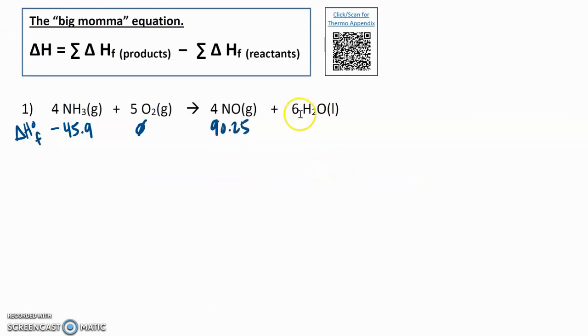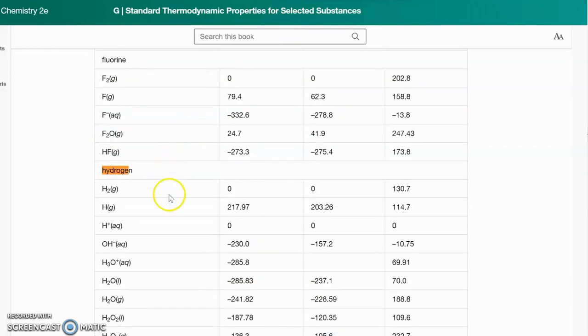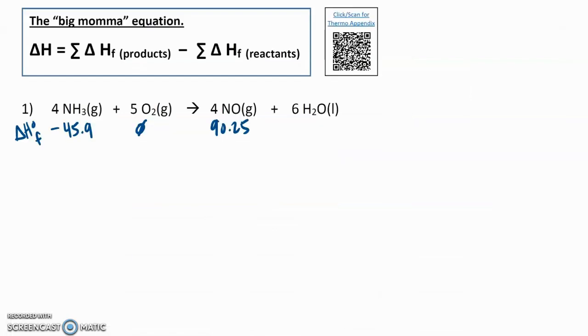And then finally, H2O liquid starts with hydrogen, so I want to type hydrogen into my search bar. There we go. We're looking for H2O liquid. Again, pay close attention to the states of matter. You want the liquid water. So it's negative 285.83. Let me just make sure I recorded that one correctly. Okay, we're good. All of these heat of formation values are in kilojoules per mole of the substance.